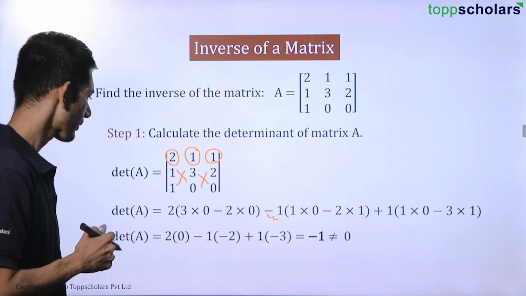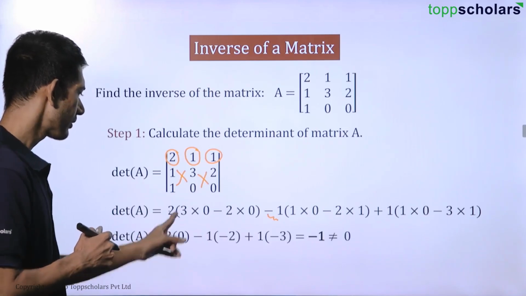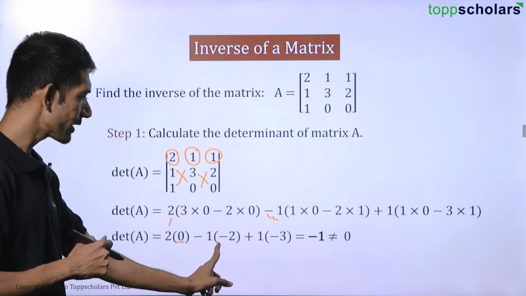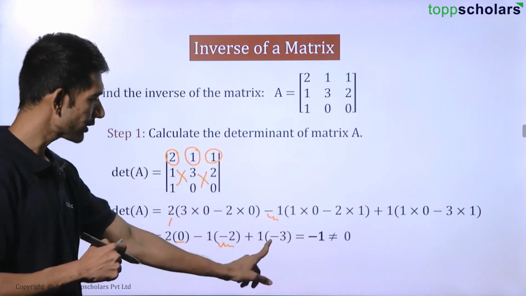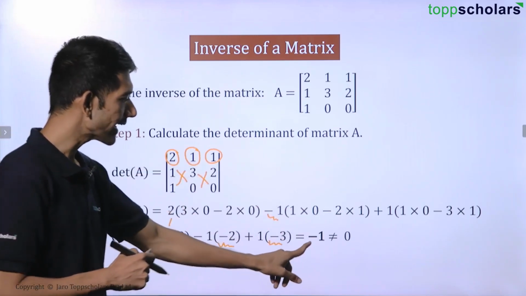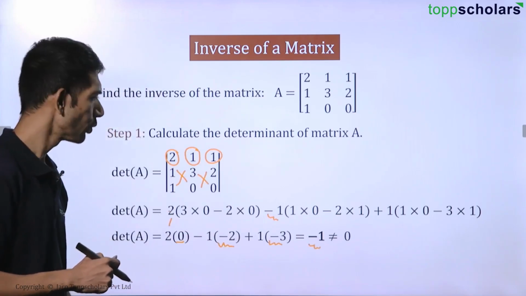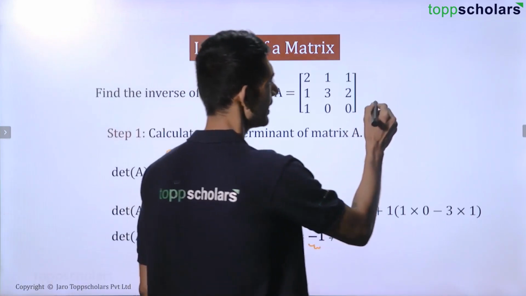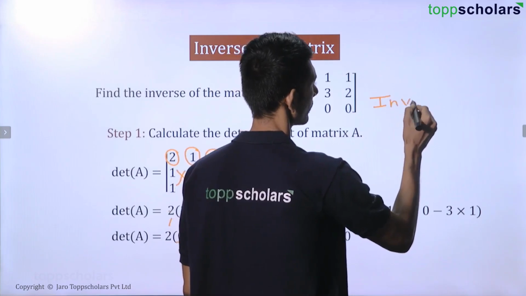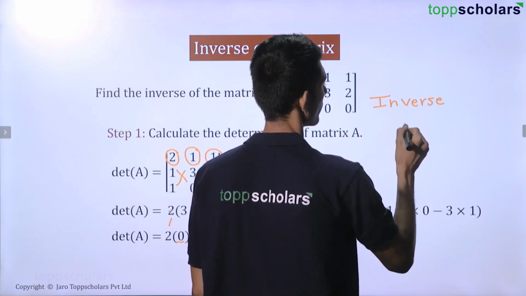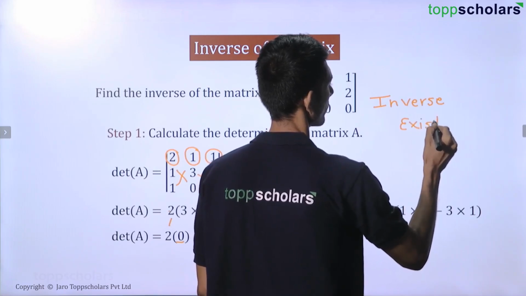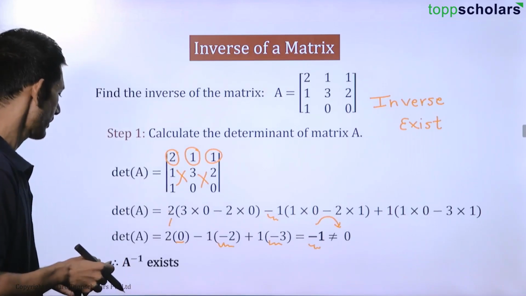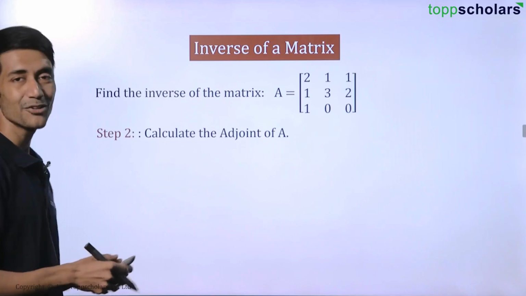Solve this further. So this is 2 as it is, 3 zeros are 0, 2 zeros are 0, so this will be 0 only. 1 zeros are 0, that will be negative 2. And finally we'll have negative 3. So the overall answer to this is negative 1. Is it 0? No. If it is not 0, that means the inverse exists, right? Inverse exists. That means we can find the inverse. Correct? Okay. But now we need to find the adjoint of A.